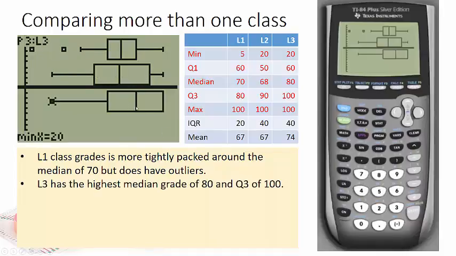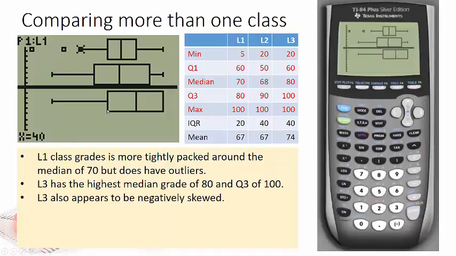L3, that's this class here, has the highest median grade. So either I did a better job of teaching this class, or I just have kids who work harder in there. And my Q3 is 100. So it's a very high Q3. I don't even go beyond because many of my students had hundreds in this group. Then finally, L3 also appears to be negatively skewed because you've got these that are kind of pulling the average down here.